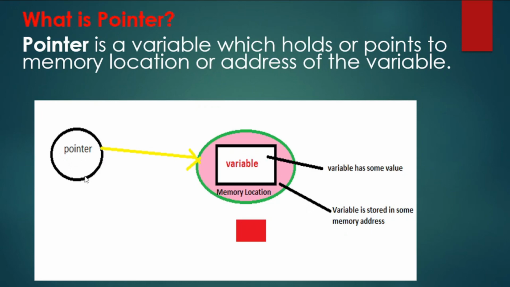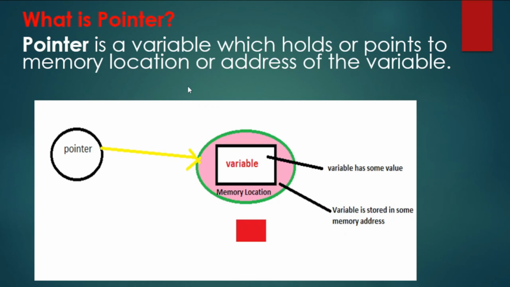Now, if you take this example, here I have a pointer and here I have some variable, okay? I have put one arrow to show that this pointer always points to the memory location of this variable. Suppose this is my variable and this is the memory location where this particular variable is stored. When I say memory location, definitely it's stored under a certain address, right? That is what we call the memory address of that location.